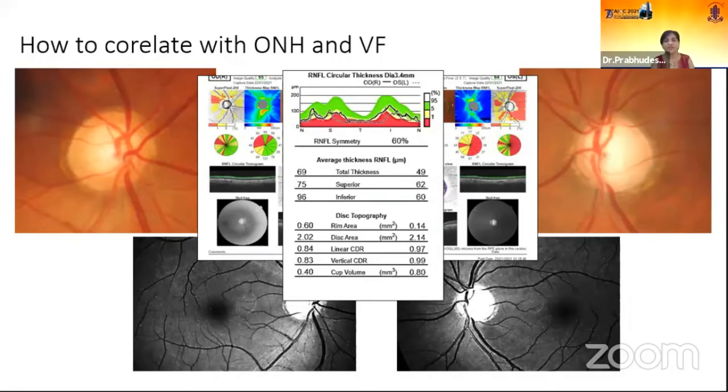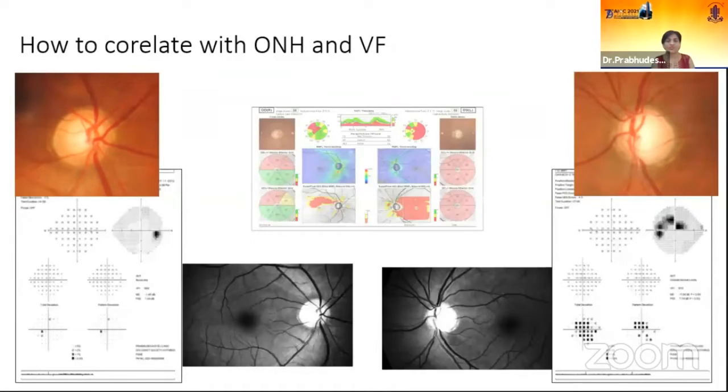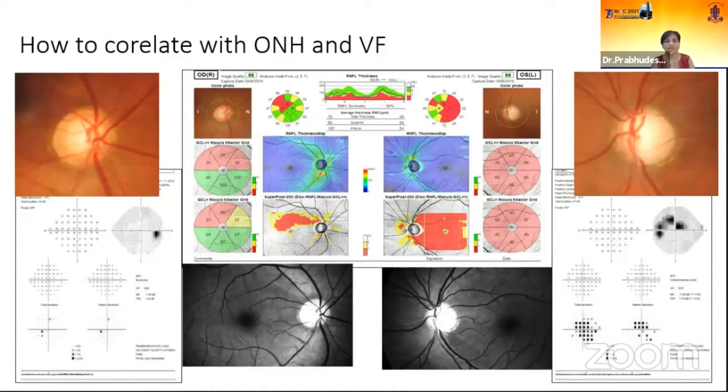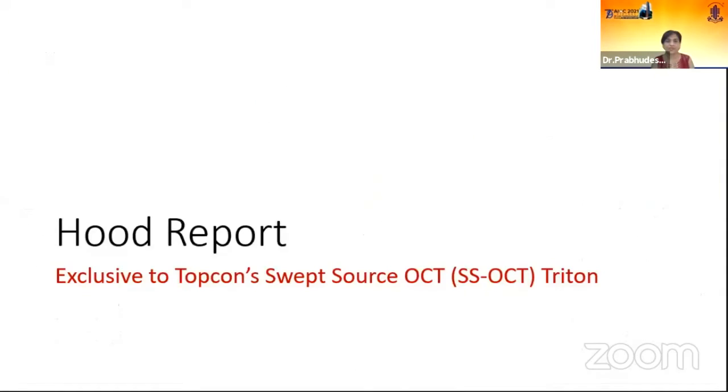Here you see that the disk area is normal. RNFL symmetry is just 60%. There is thinning of NRR, and it is superior temporal as well as inferior temporal, which is much more. So here in the GCC++ scan, we can see that all the things which we saw with ONH photographs are correlating with this. Even the perimetry is correlating, though the right eye still has pre-perimetric glaucoma.